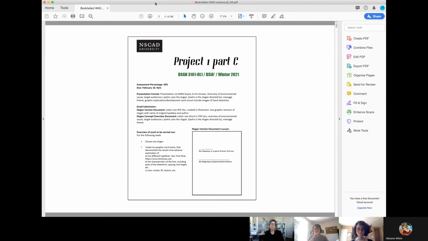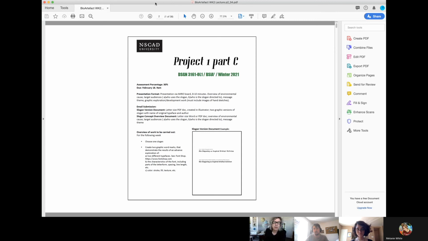And then you want to go over the exploration and development of the graphic work. You must include images of hand sketches. I do want to see that you have been working through this by hand first, or back and forth. Scan those images or take photos of the sketchbook, however you're doing that, and bring that into the presentation.